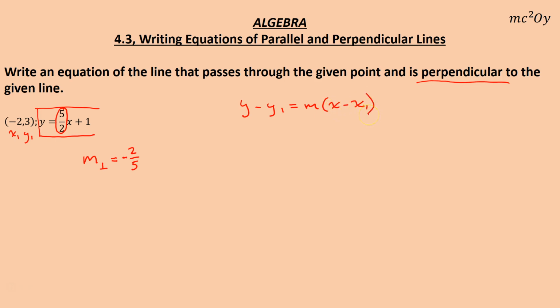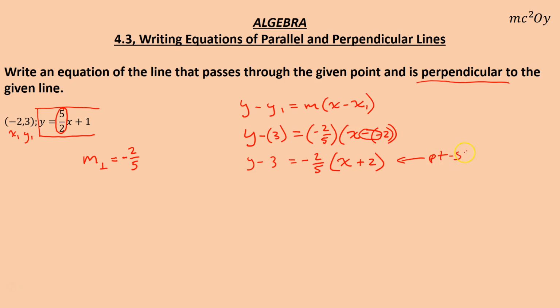I hope you pause these and try these on your own, but I get y minus y1, which is 3, equals m, negative 2/5, times x minus x1, which is negative 2. Once again, those parentheses there, you may just rewrite it without them once you're done, but sometimes it makes a difference, like right here, that double negative becomes plus. Okay, there's point slope. If it doesn't say to use point slope, then write it in slope intercept.